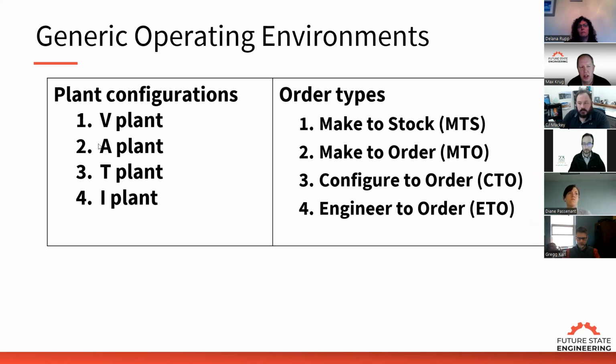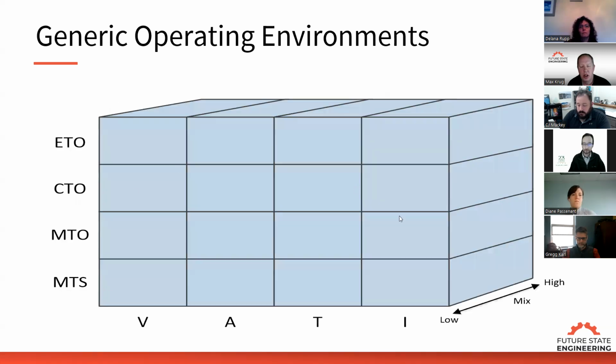Okay, so now I take these plant configurations and match them up with my order configurations, and I come up with this 16 box matrix. Every organization out there, every manufacturer, can be fit into this 16 box matrix. So when people say we're different, yes, I agree. You're one of 16 different configurations.